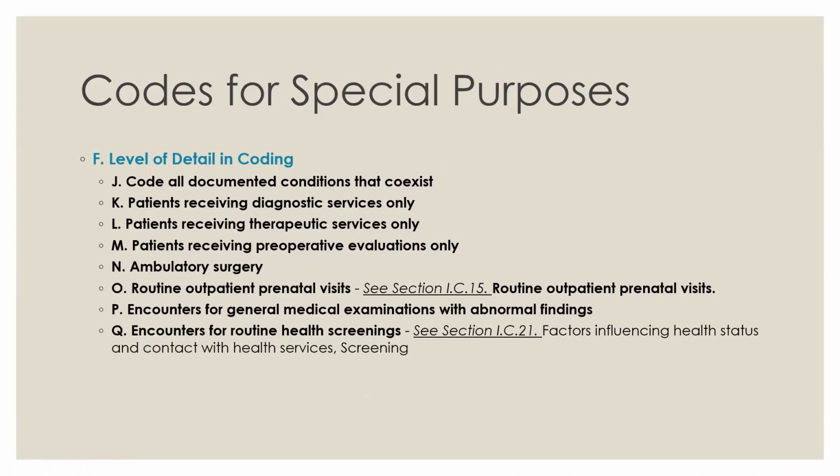For encounters for general medical examinations without abnormal findings, we previously covered this in the chapter prior to this, for your Z00.0, Z00.12, and other diagnosis codes. If there is an abnormal finding, a secondary code for the abnormal finding should also be coded. Last up for this section, encounters for routine health screenings. See section I.C.21 for factors influencing health status and contact with health services screening.